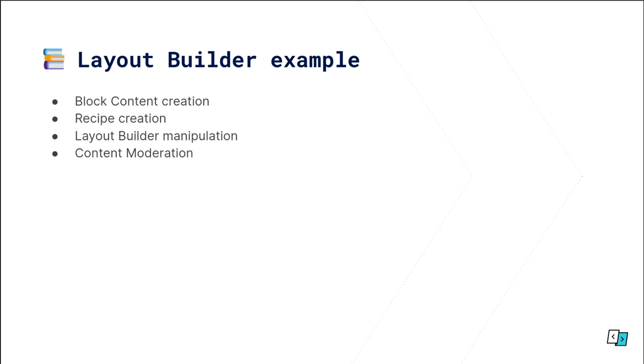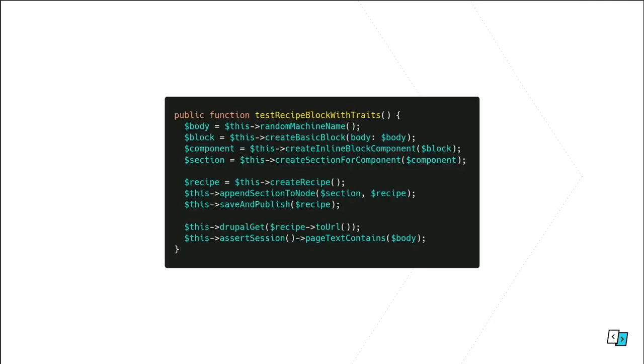So that 36 lines has now been reduced down to 11 lines of code, but I still have to think about this. You're still going through all the steps of creating the block and the component and the section and placing it on the page and everything. So I think we can abstract it a bit more.